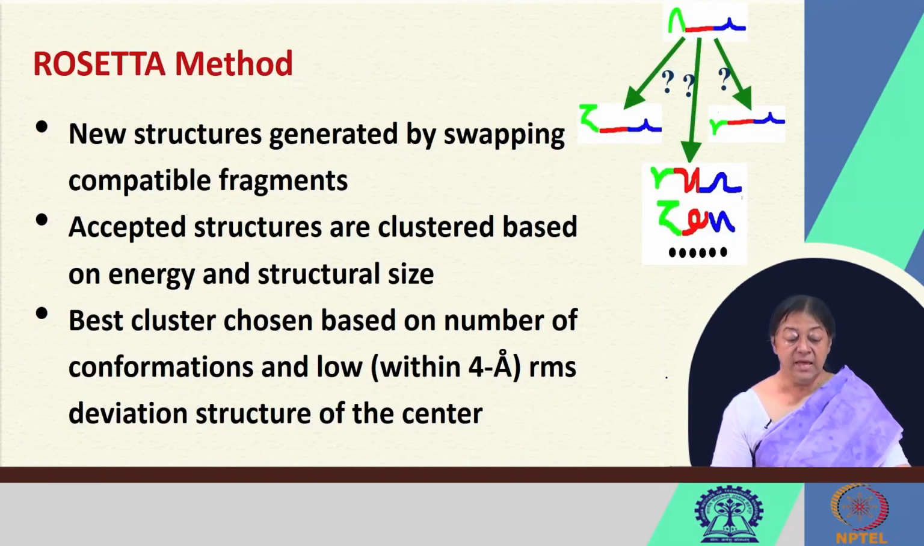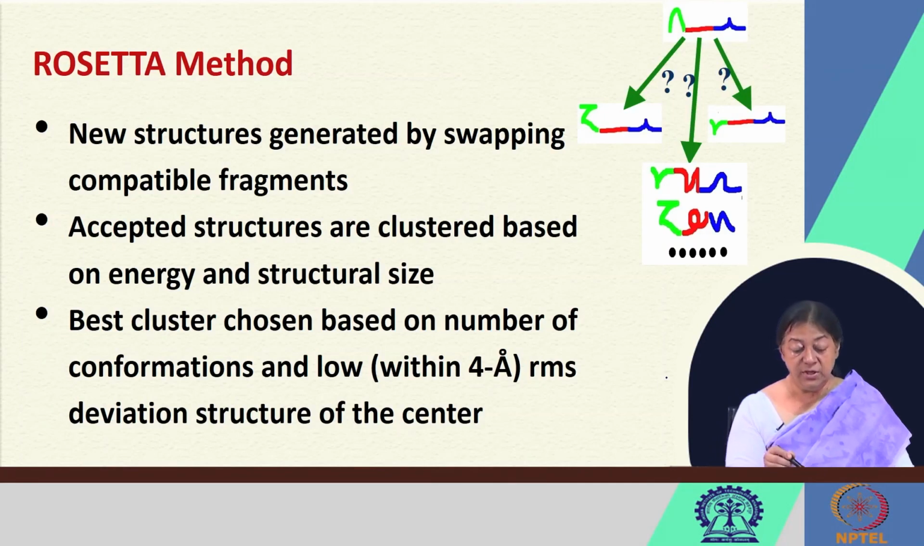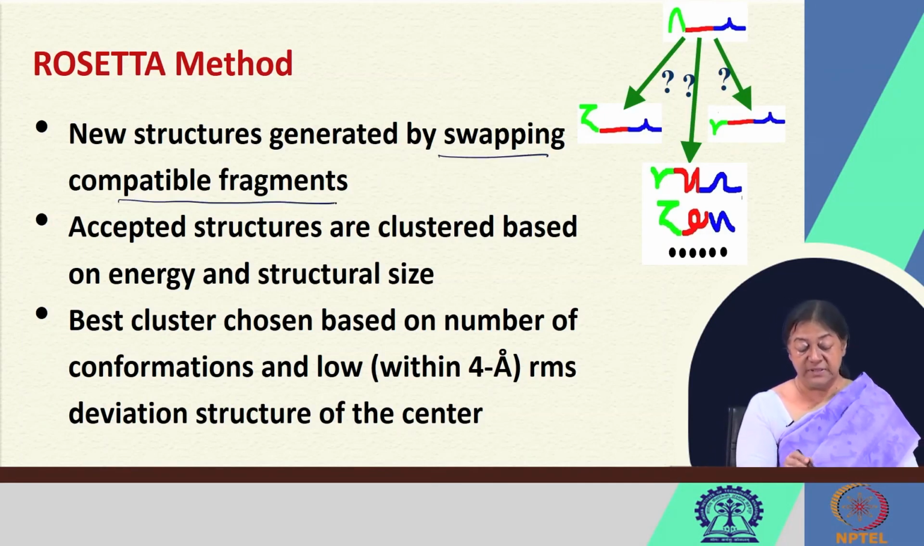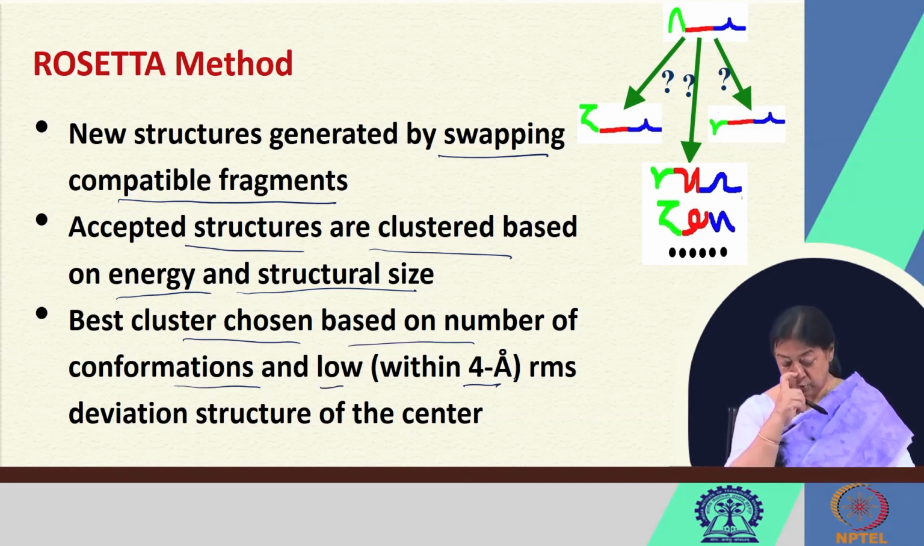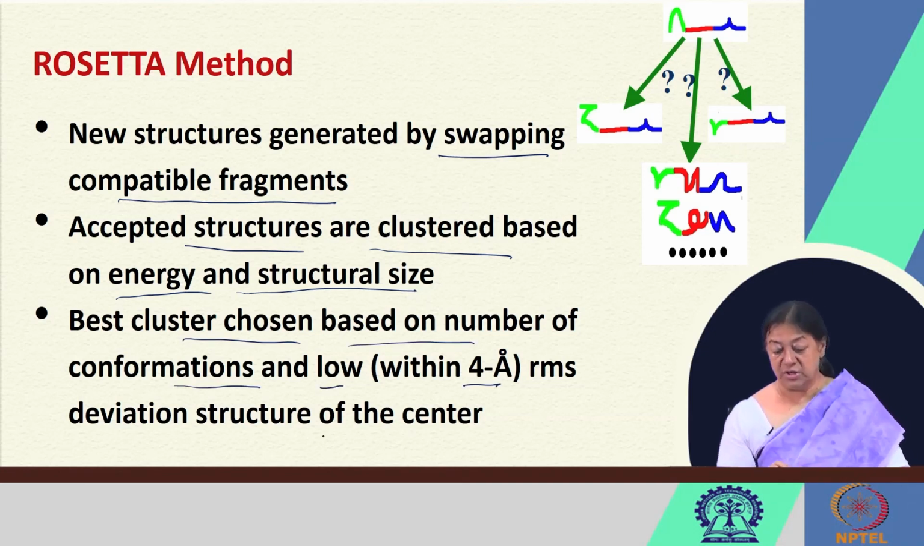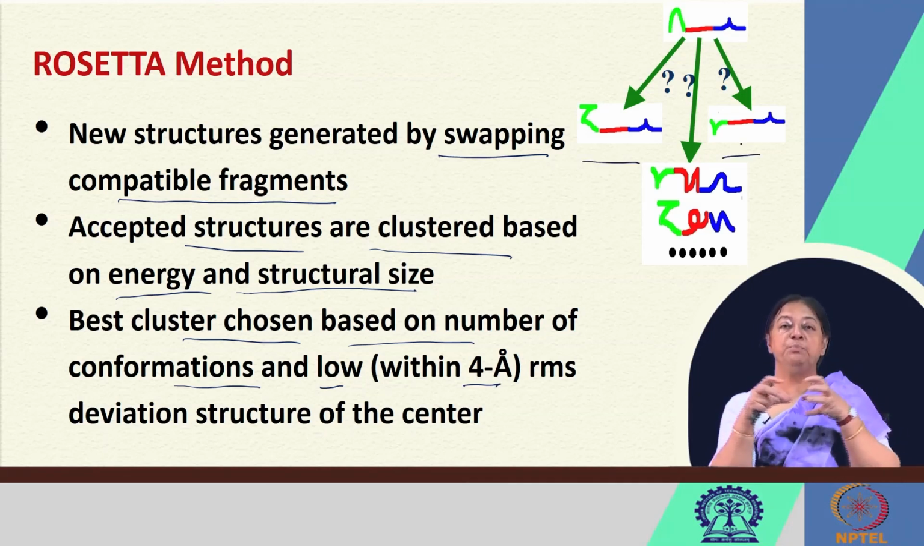In a Rosetta method, new structures are generated by swapping compatible fragments. The accepted structures are clustered based on energy and structural size, and the best cluster is chosen based on the number of conformations and low, that is within a 4 angstrom root mean square deviation, structure from the center. So, there is connectivity of bits and pieces that are put together in a sort of a puzzle to bring us the protein structure.